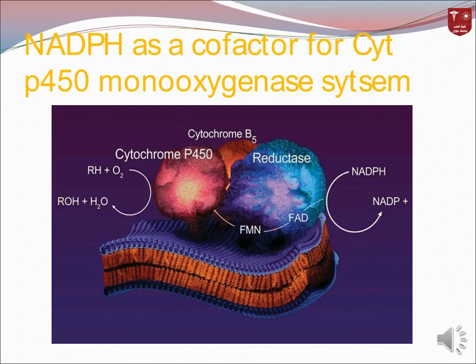The second function of NADPH is it acts as cofactor for the cytochrome P450 monooxygenase system. What is this system? This system is responsible for converting any foreign substance that enters the body, like a drug or something, into a water-soluble molecule that can be easily eliminated outside the body. This cytochrome P450 system requires NADPH as well. NADPH can be used as a detoxifying agent. It's used for detoxification of any toxic substance inside the body.